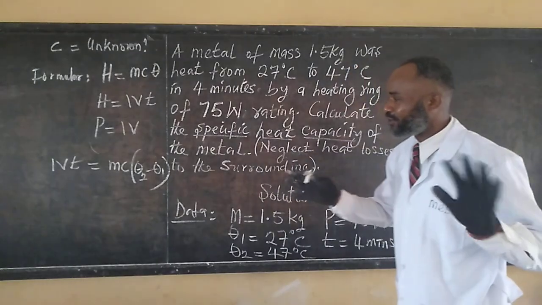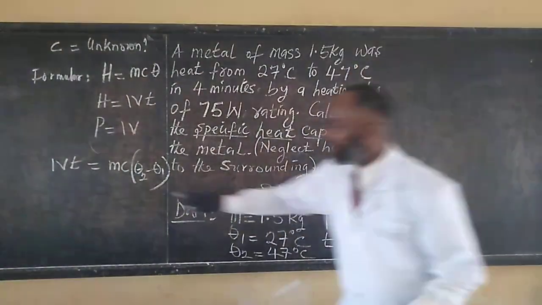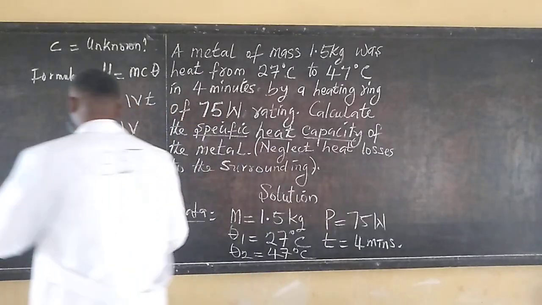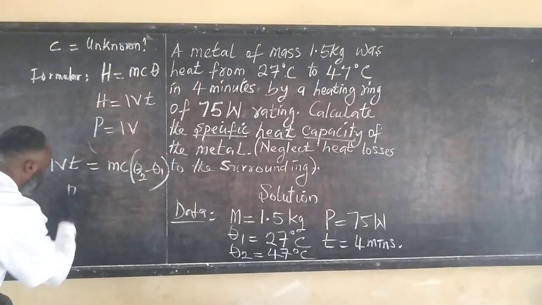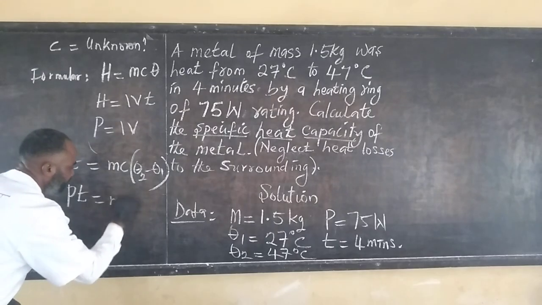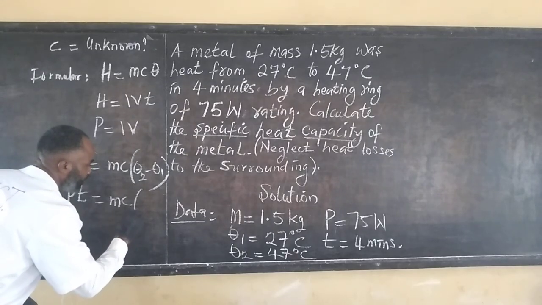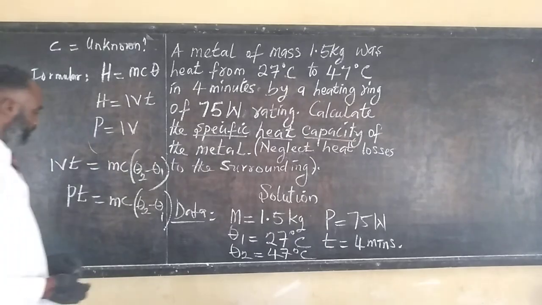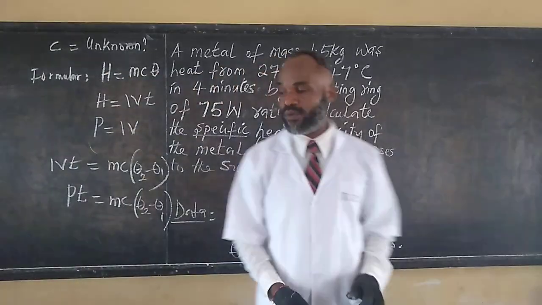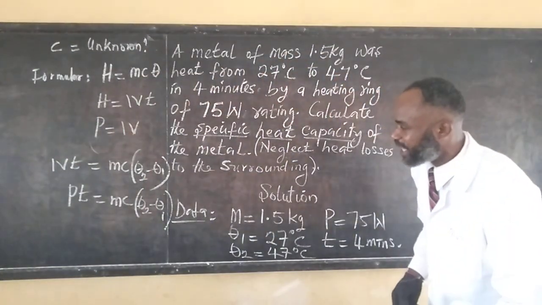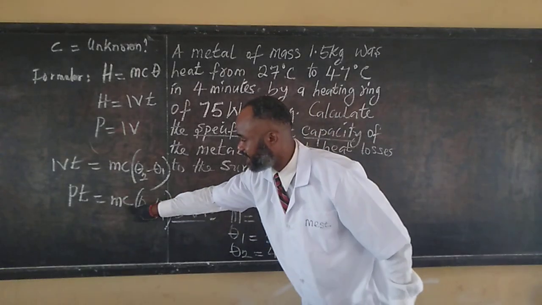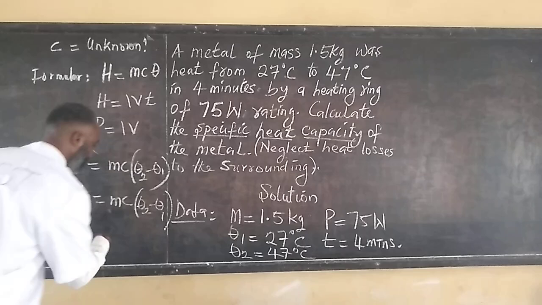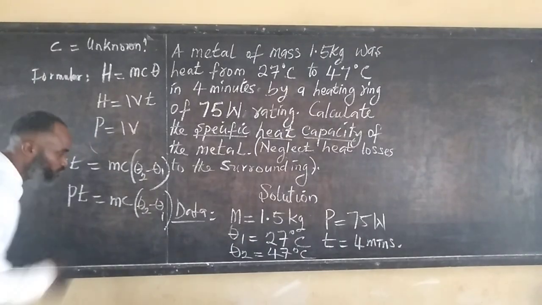We're still trying to find out something important here. IV represents what? Power, P. So instead of repeating this, we write PT is equal to MC, bracket theta 2 minus theta 1, bracket close. What are we looking for? We are looking for the specific heat capacity, that is C. So we make C the subject. But that should be after conversion.